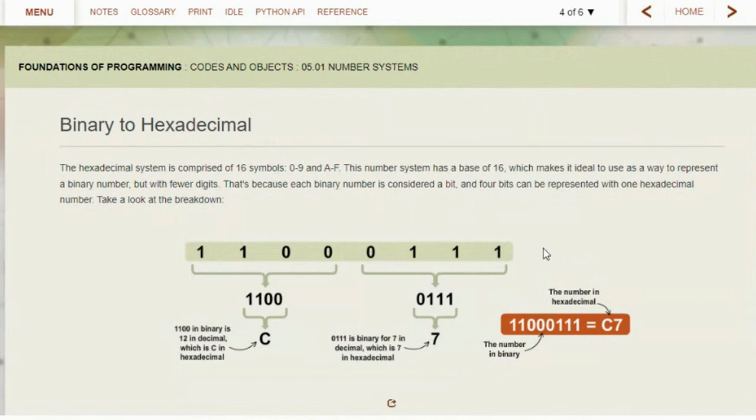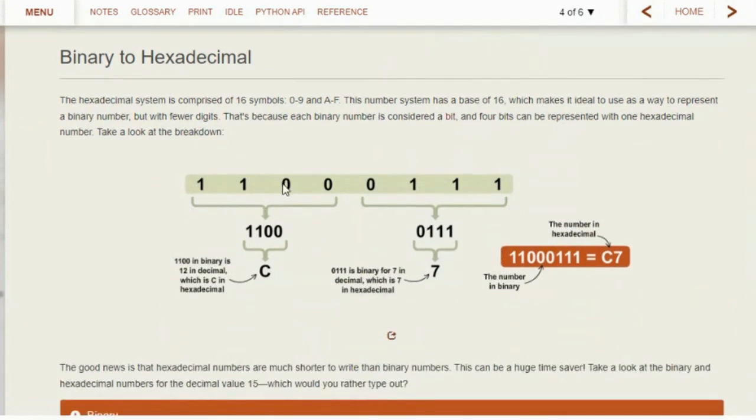So let's see. If we have 11000111, over here, 0111 is binary for 7 in decimal, which is 7 in hexadecimal. In hexadecimal, you just call it a 7. So this number is binary right here. 1100, that's 12 in decimal, which is C in hexadecimal, right? Because you got 9, A, B, C. A is 10, B is 11, 12 is C. So C7 is all you need to write this long binary number.